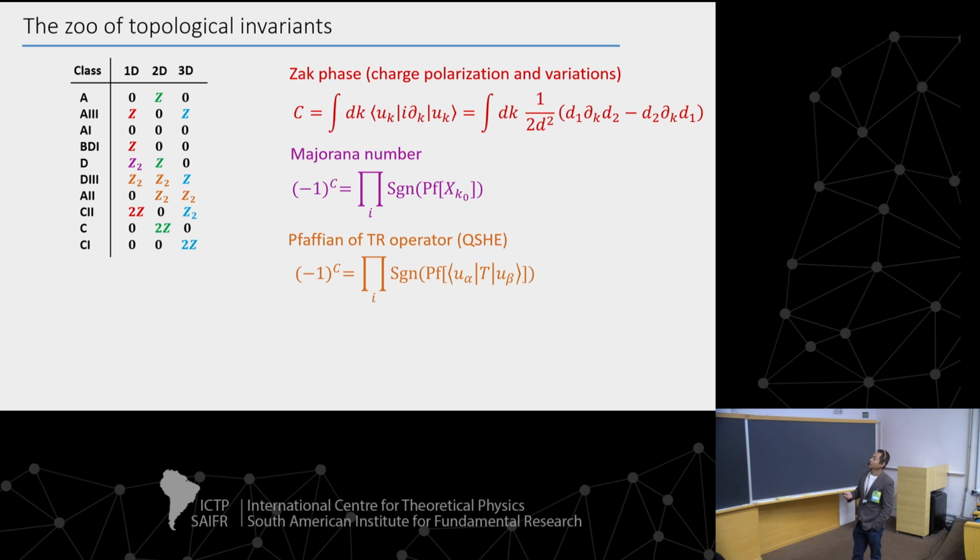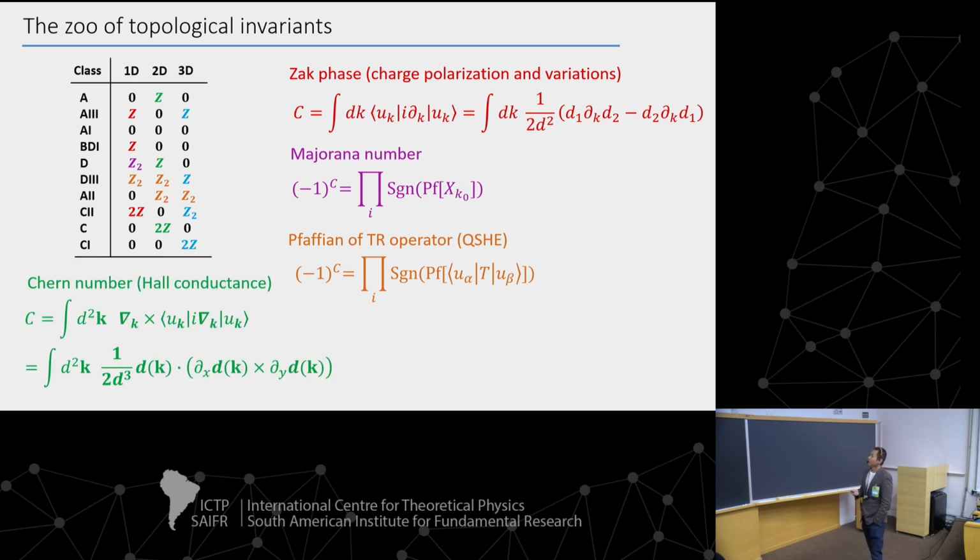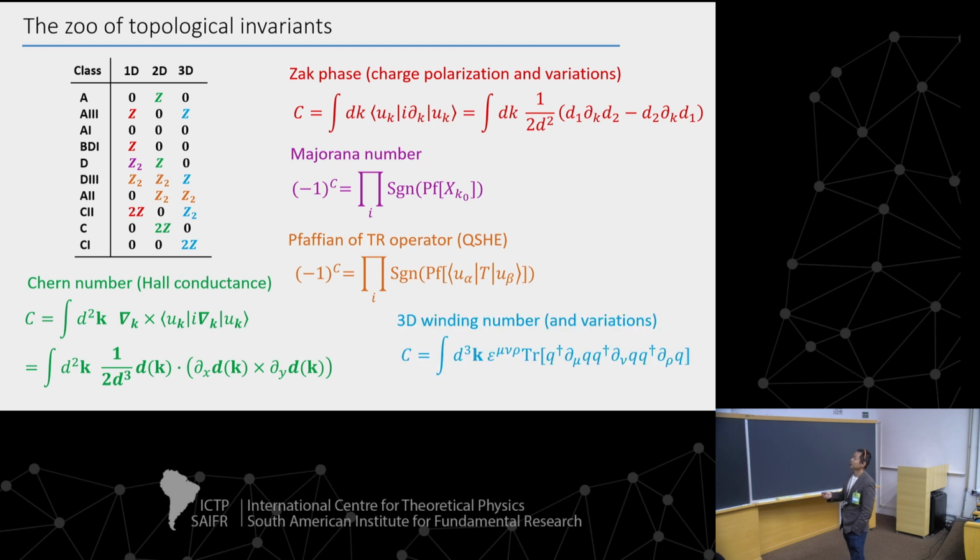And then shown in this orange, you calculate these invariants by using the time reversal operators of the systems. And they correspond to the quantum spin Hall effects that Kyle was mentioning. And then coming to this blue, you have these Chern numbers that are related to the Hall conductance quantized in the quantum Hall effect, and also related to the so-called TKNN formula. And then you have a 3D winding number if you go to 3D systems. So in other words, there's a big zoo of them.